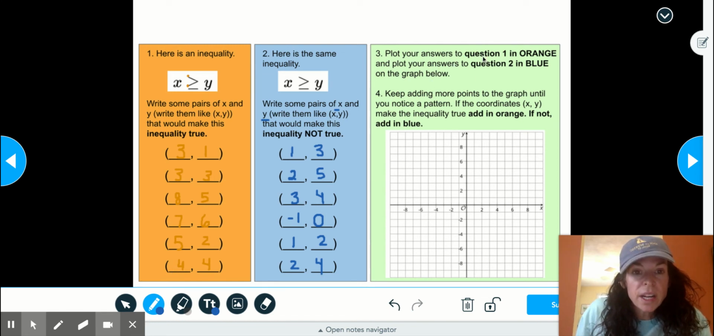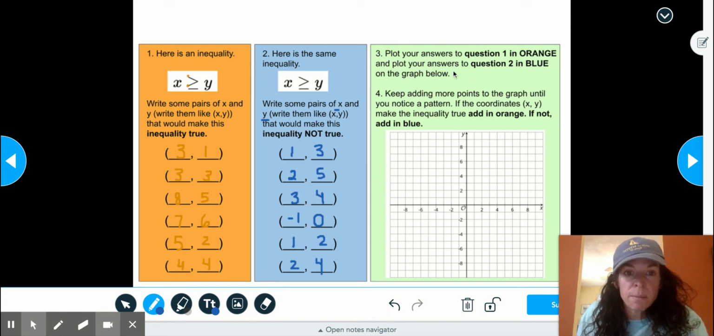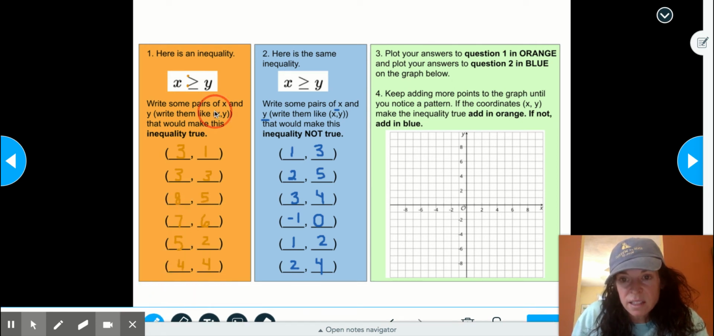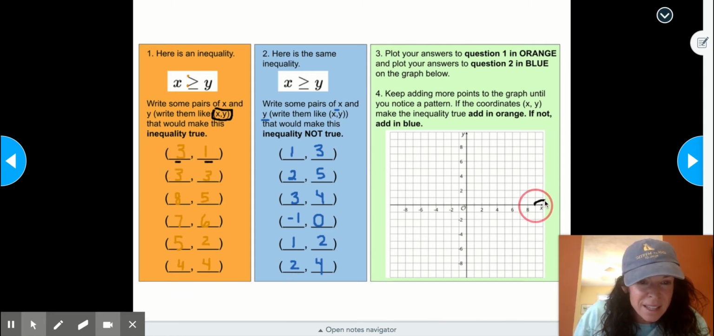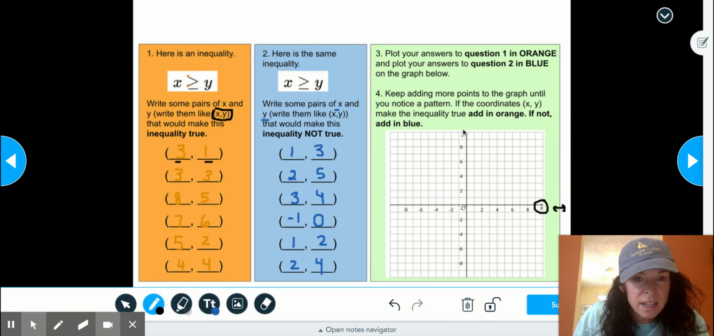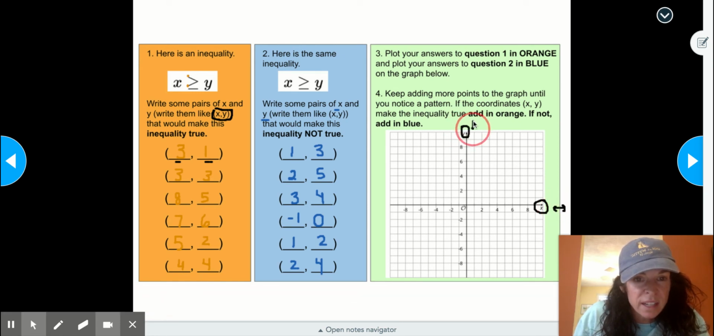Now it says plot your answers to question 1 in orange and plot your answers to question 2 in blue on the graph below. We know how to do that because we're told that this is x comma y. So there's our x value and our y value. Our x goes left and right, and our y is up and down. Our y-axis is the vertical axis. And so we're going to plot the points.